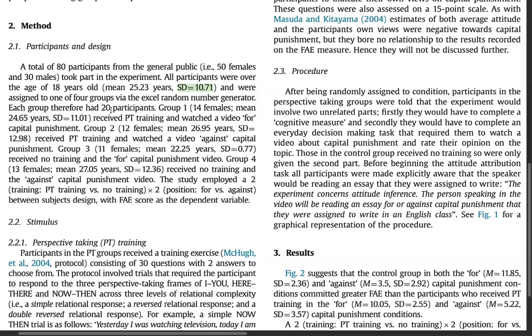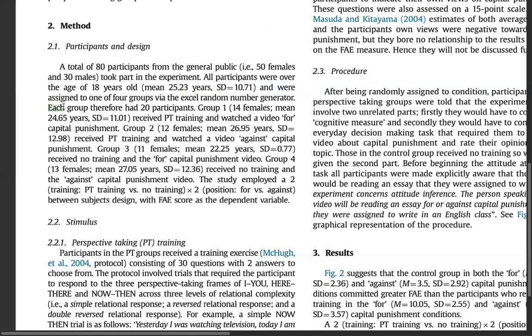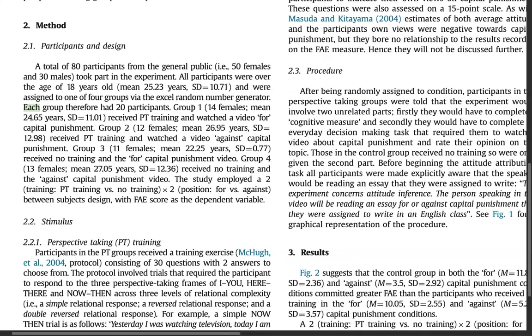This one is a little bit tricky. So one thing that you might notice, it says each group had 20 participants. Group 1, 14 females, and the mean was 24.65 years. What they're not telling you, and what you have to infer from this, is that if each group had 20 participants, that means that 6 were males. And the mean age for all of those people was the 24.65. So you have to pay attention to those little differences, but this is not spelled out the most straightforward.